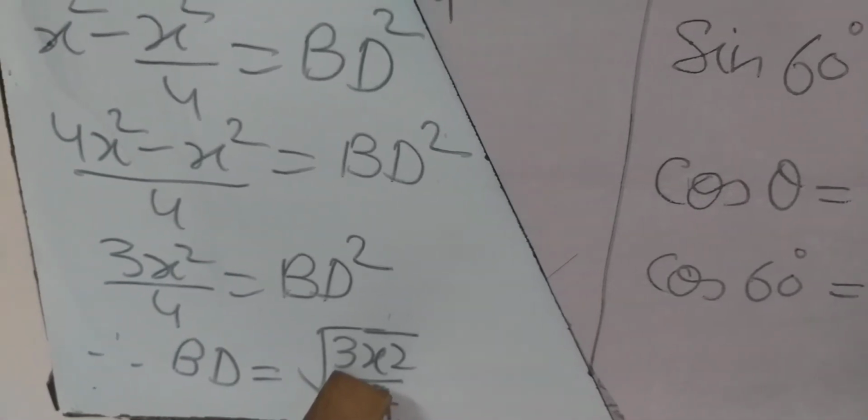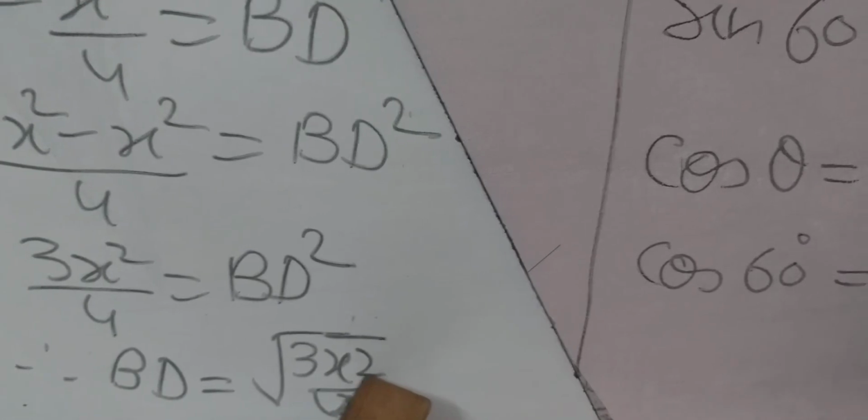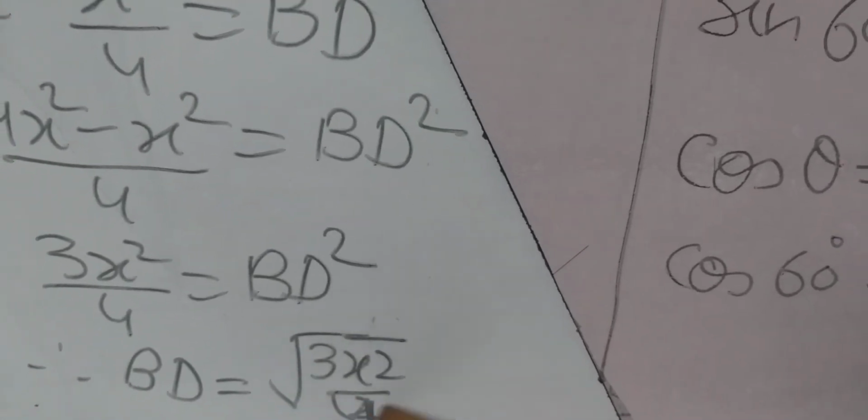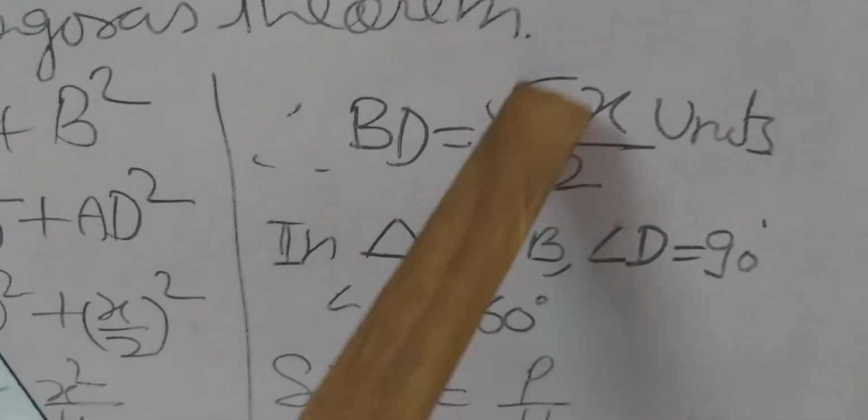So the square root of 3 cannot be obtained. So root 3, the square root of X square is X, and the square root of 4 is 2. So BD equals root 3 X by 2 units.